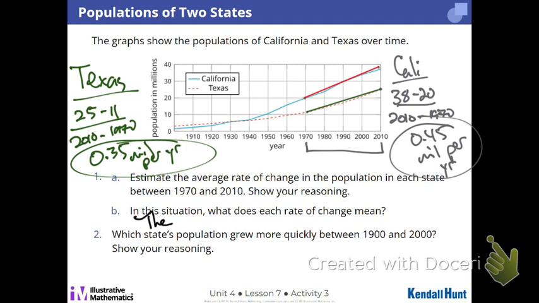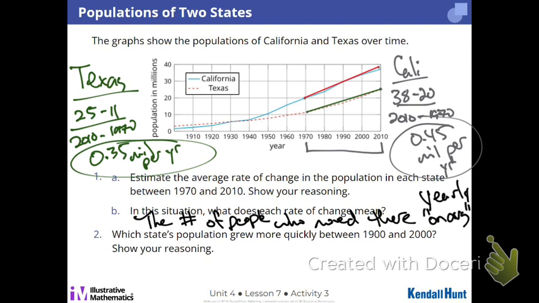I'm just going to write the number of people who move there yearly on average from 1970 to 2010. That's what it means. It literally means that: the number of people who move there yearly on average in that interval. Now, do you think that's the same on average if we did all time or a different interval, or is it maybe different? It's probably different.